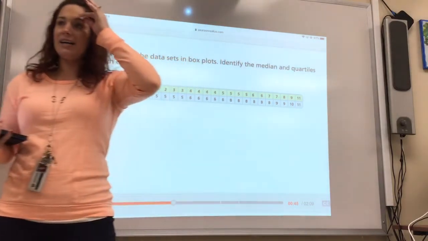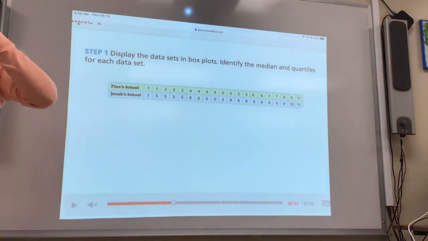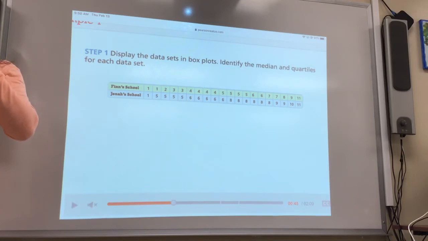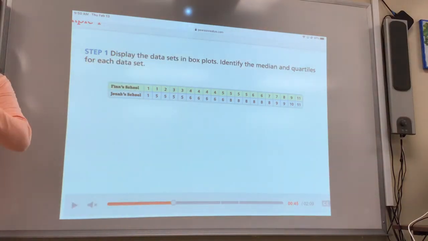And where do you find the median on a box plot, or a box and whisker plot? Where is the median? Ivan? Middle. In the middle? How do you represent it though? Where's the median? Claire? The line in the middle of the box. It's the line that's somewhere inside of the box, okay? And then what are the quartiles? It says find the median and the quartiles. What are the quartiles? Mateo?